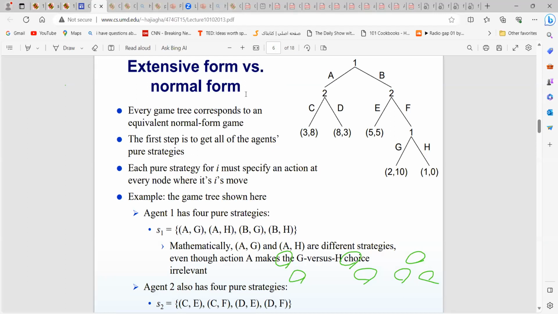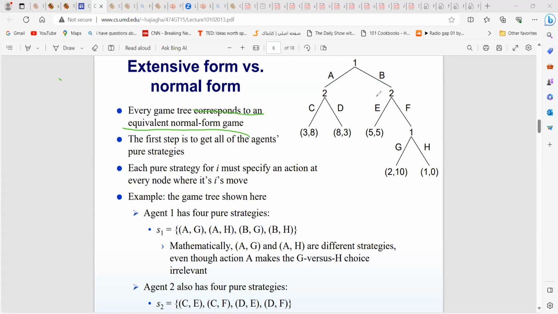So let me just clear our drawing. Good. Here, as I mentioned, every game essentially corresponds to an equivalent normal form game. The first step is to get all the pure strategies that we discussed. At every place, every node where an agent appears, you need to know which move that person should take.